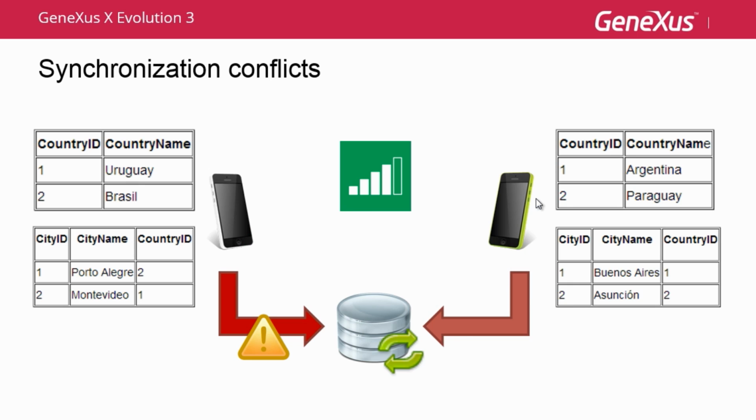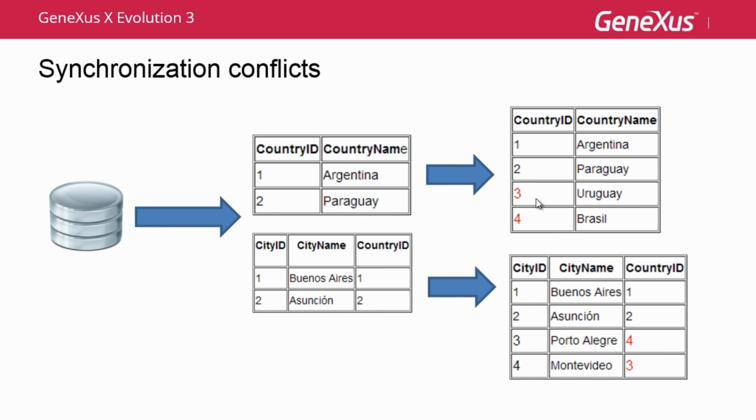When device 1 tries to synchronize, there will be a conflict because it will be trying an insert in the same table with the same ID. Therefore, when it calls for Uruguay with country ID 1, it'll find that country ID 1 is already Argentina, as entered by device 2. So, how is that conflict resolved? The server will solve this automatically.